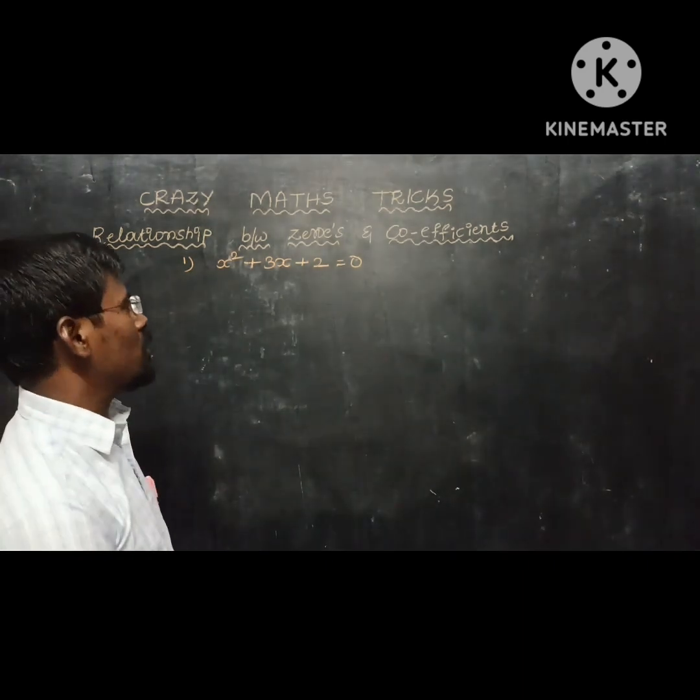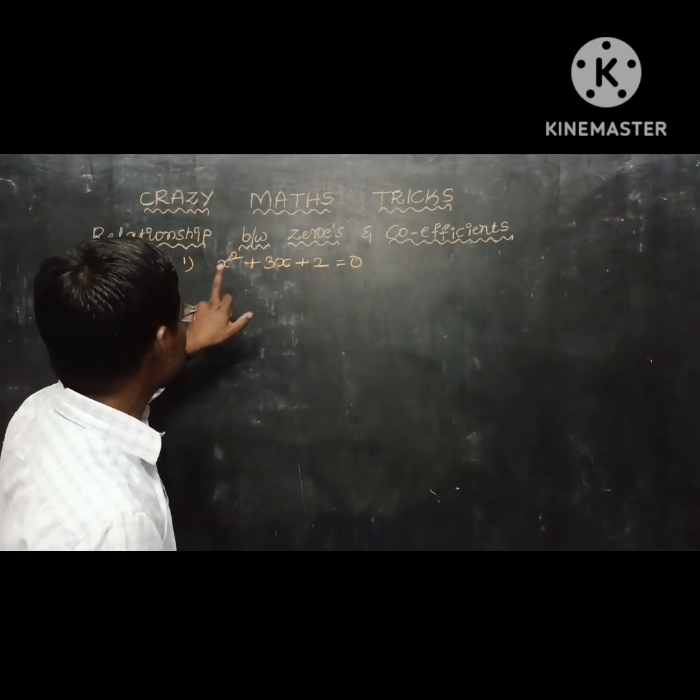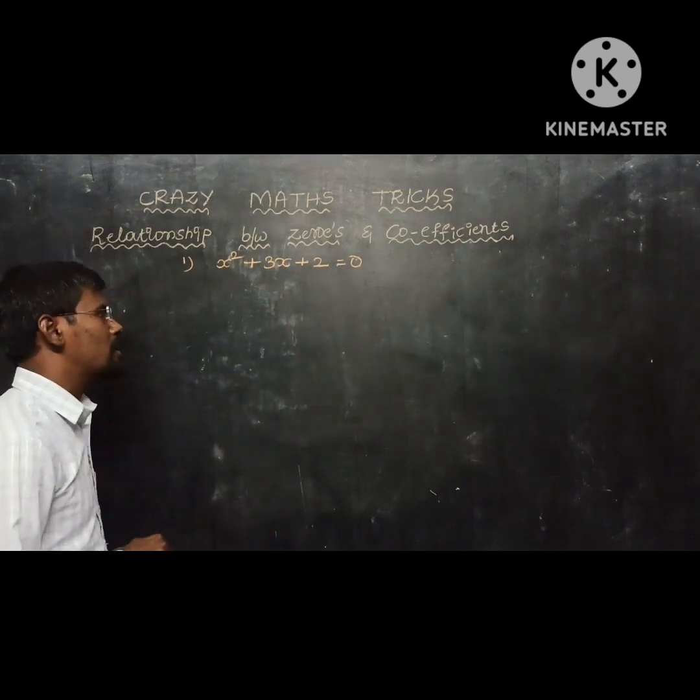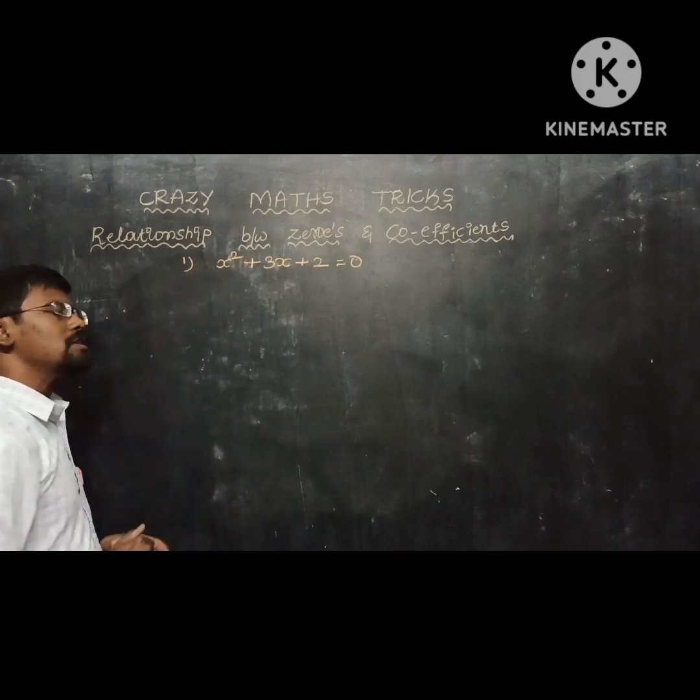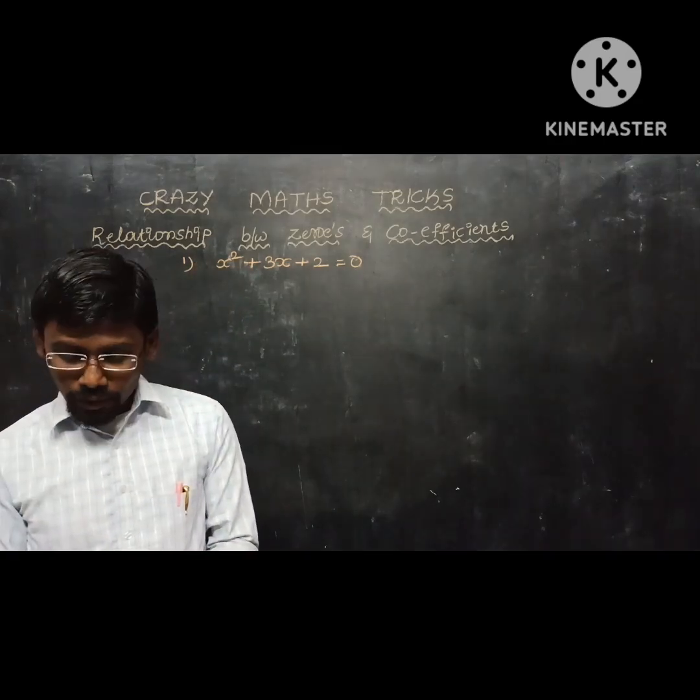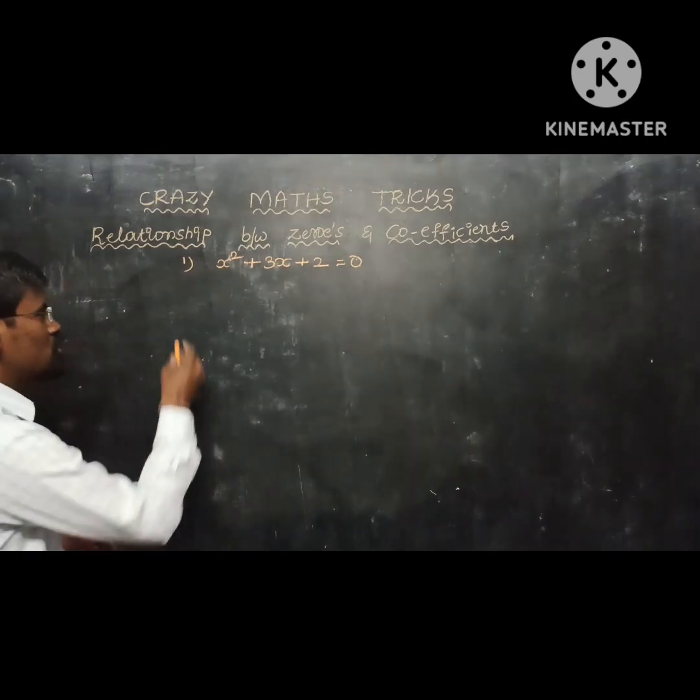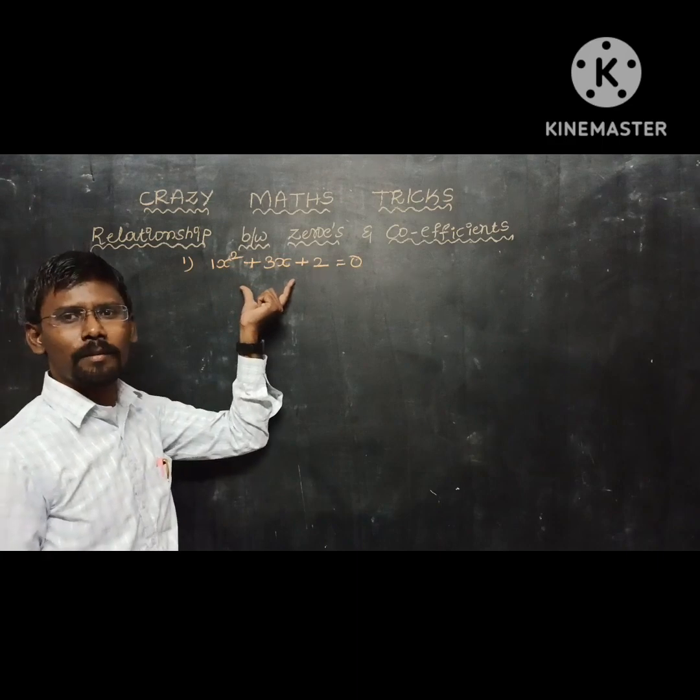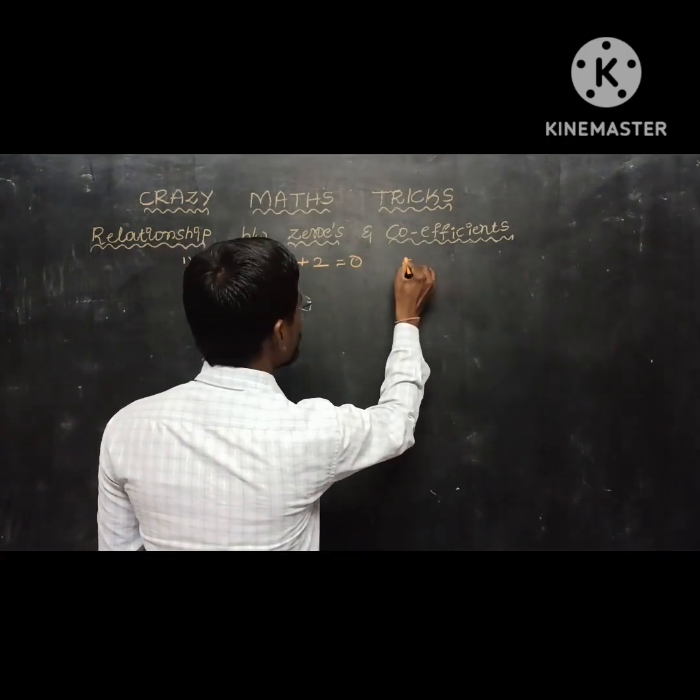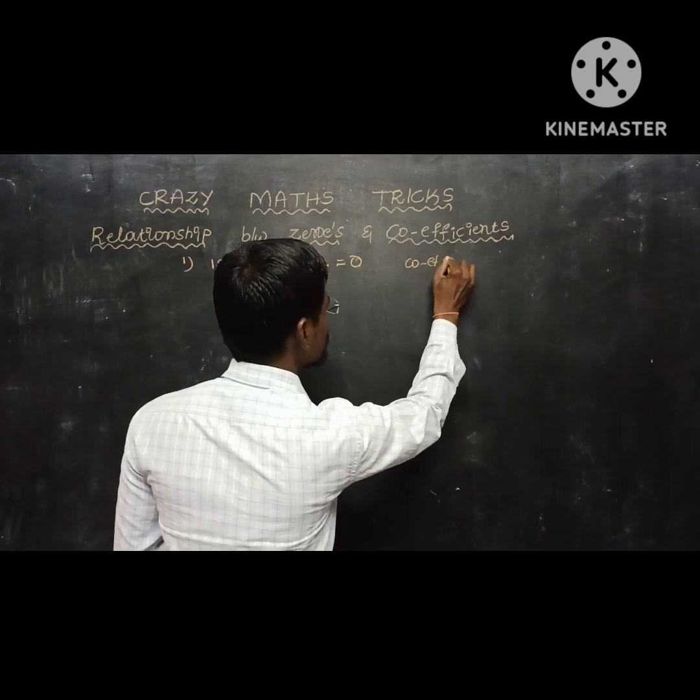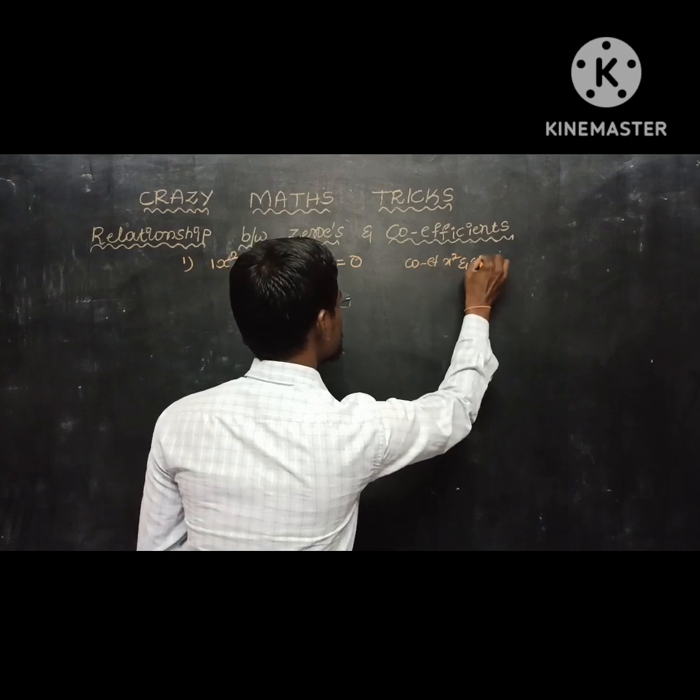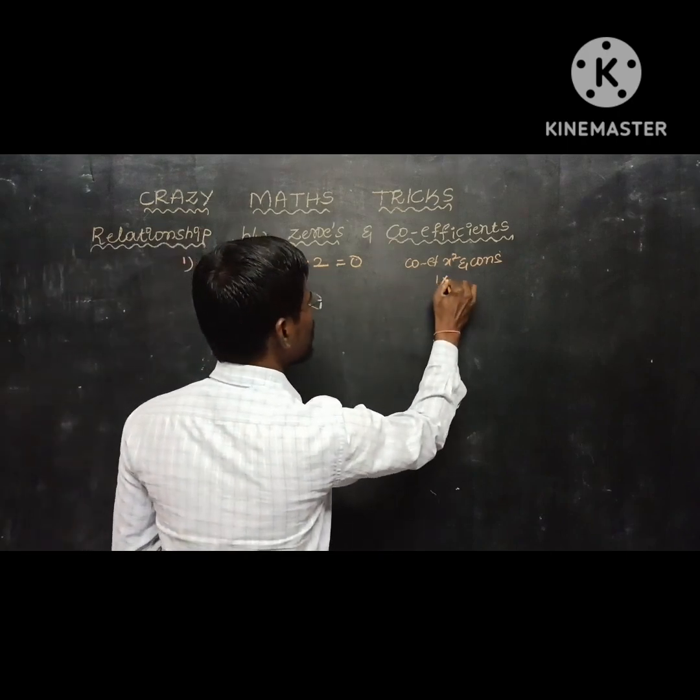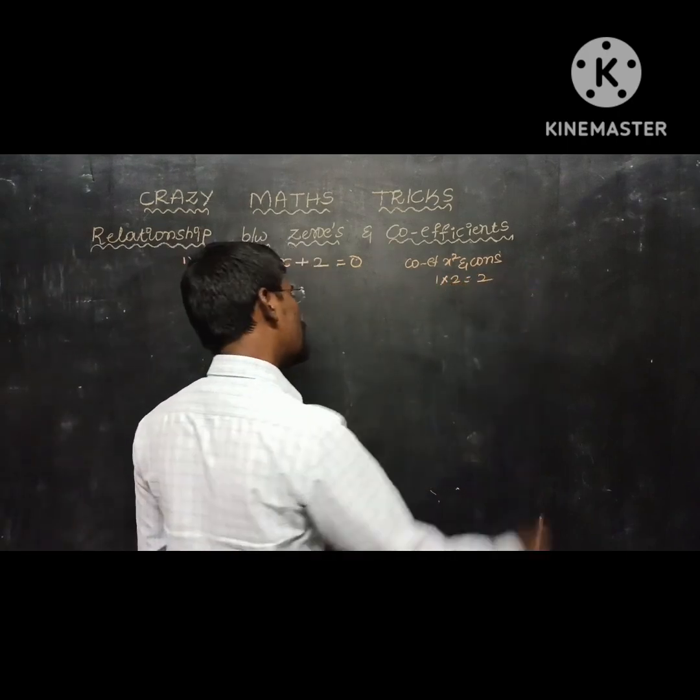First of all, we have to find the zeros of the polynomial. How do we find the zeros? We have to use the splitting method. The coefficient of x square is 1. What is the constant term in our polynomial? Take the product of the coefficient of x square and the constant term. The coefficient of x square is 1, the constant term is 2, so 1 into 2 is 2.